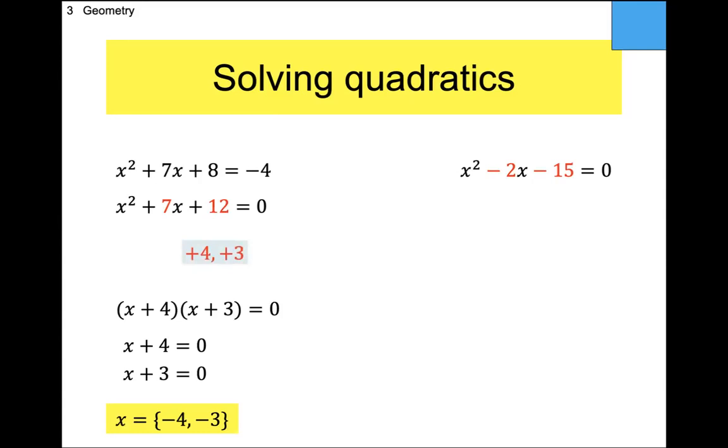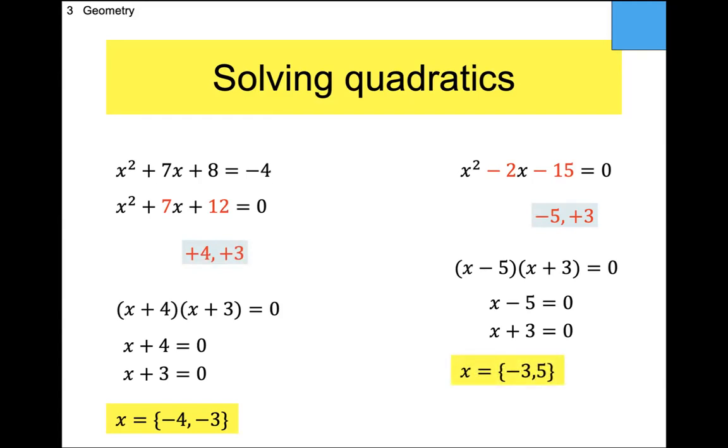On the one on the right, two numbers multiplied to -15. Let's see, -1 times 15, or 1 times -15, or 3 times -5, or 5 times -3. Of those, which one adds to -2? That's a -5 and a +3. So that would be x minus 5, x plus 3. Once again, we have two parentheses being multiplied together equals 0. That either means the left one is equal to 0 or the right one, or they're both equal to 0. So we set them both equal to 0 and we solve. Add 5 to both sides, subtract 3 from both sides, so -3 and +5.